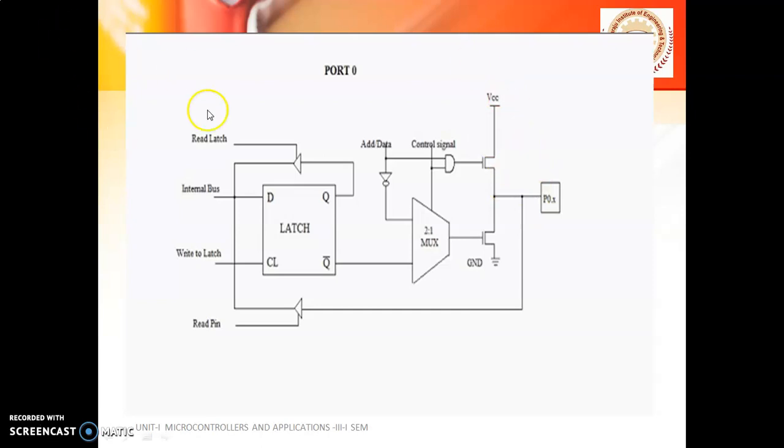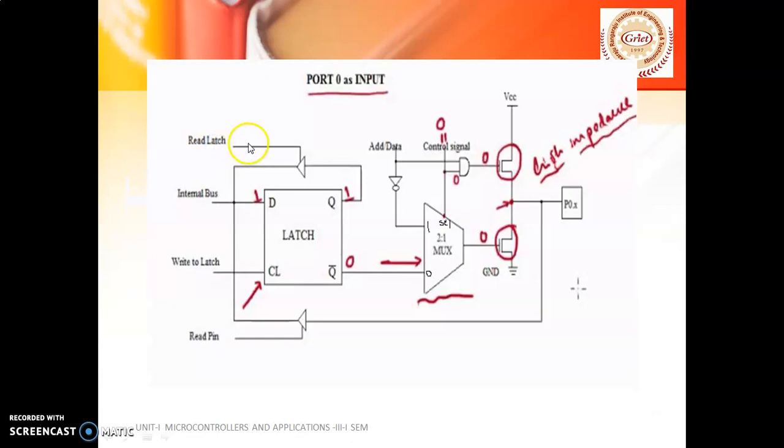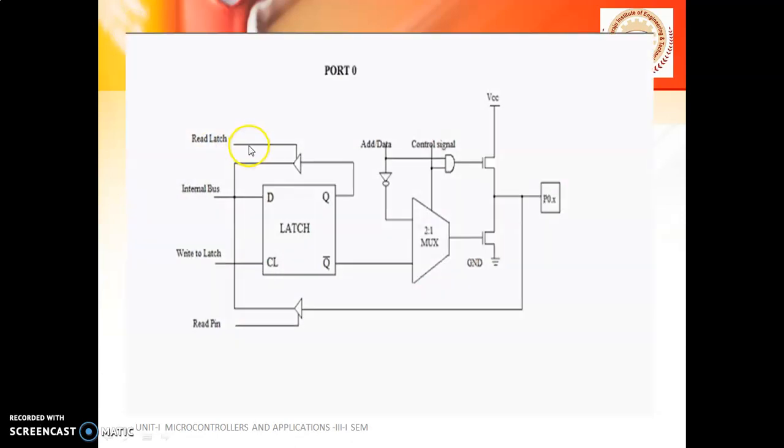Coming to the read latch, here we have a read latch. If I enable this buffer with the help of the CN pin, it will read the data that we have written onto the latch. It will be reading whatever data we are writing onto the latch with the help of this read latch.